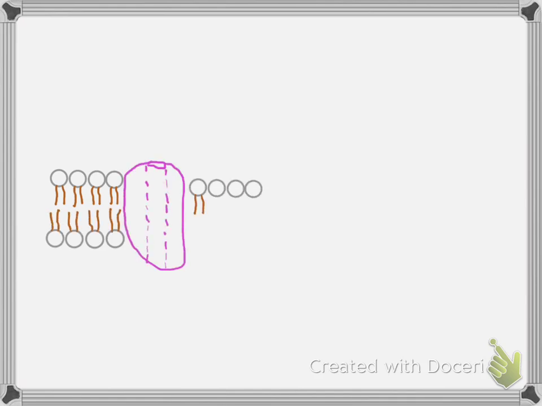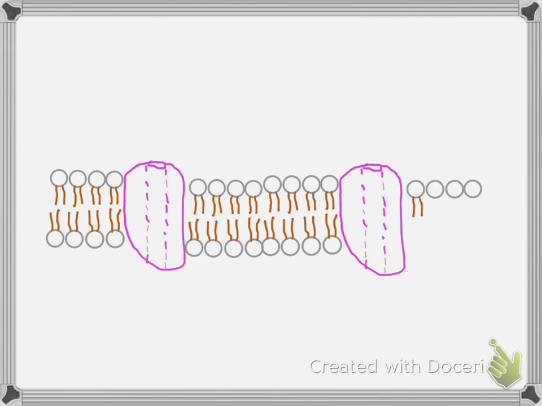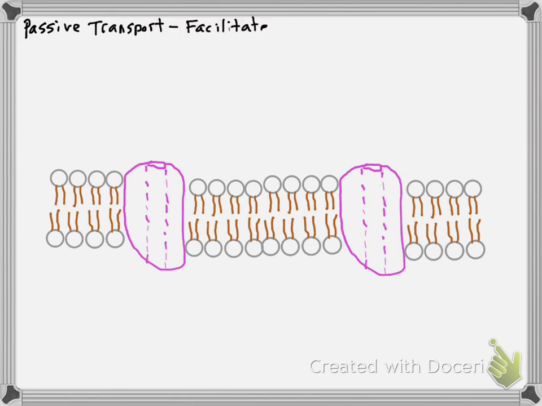Okay, so now we got to draw out the membrane again. And we're going to be considering a second kind of passive transport. And this one is called facilitated diffusion. Alright, so again, it's passive transport, no additional energy required, and we're talking about facilitated diffusion.